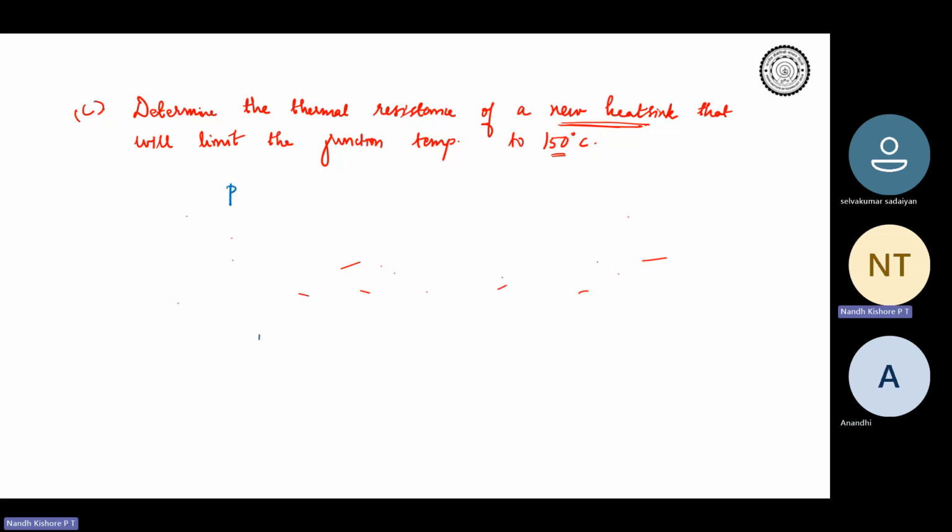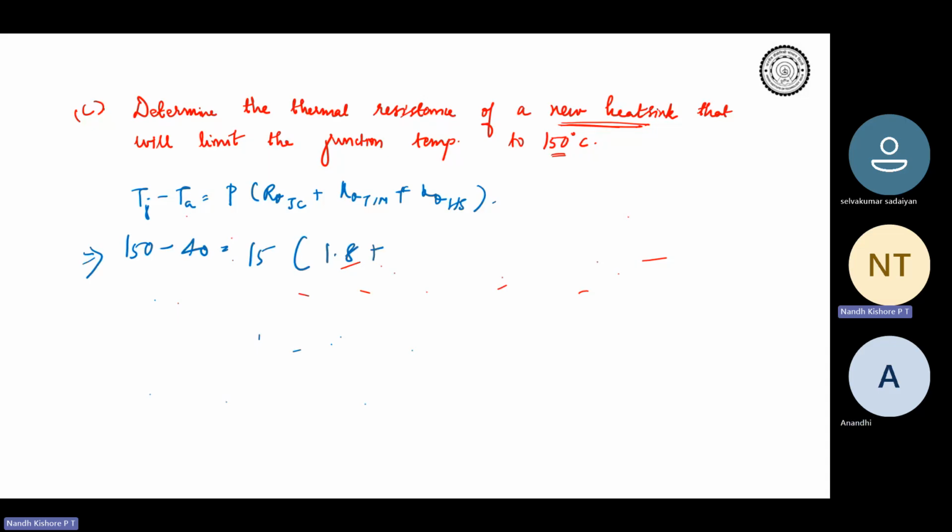So again, we will use the same thing. Tj minus Ta is equal to P into (R theta Jc plus R theta TIM plus R theta heatsink). Now Tj should be restricted to 150 and the power is 15 watt. R theta Jc is fixed at 0.8, R theta TIM is 0.5. They are asking what should be the R theta heatsink, that is, what should be the thermal resistance of the heatsink so that I am able to dissipate 15 watt of power and maintain the junction temperature at 150.